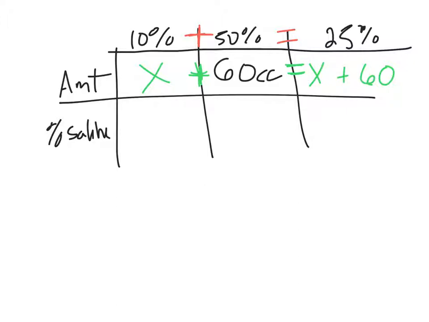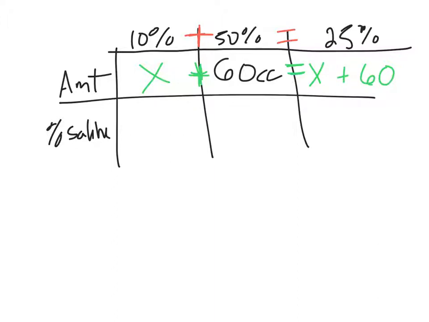We can just call it x, and we can just guess that, okay, well, maybe x plus 60 is equal to x plus 60. Yeah, we got that. But we just need to know how much they would use to make that a 25%. So here's how we do this.